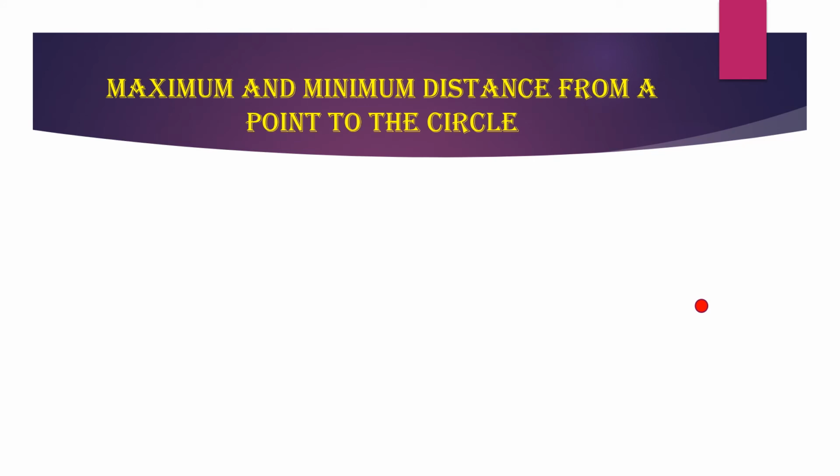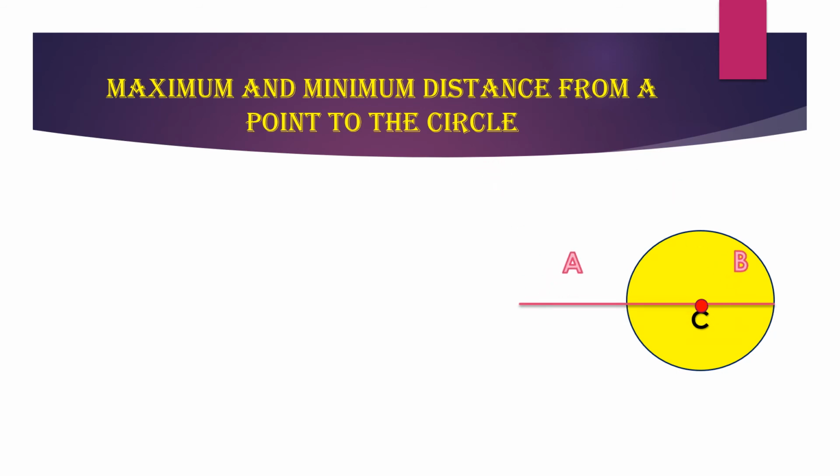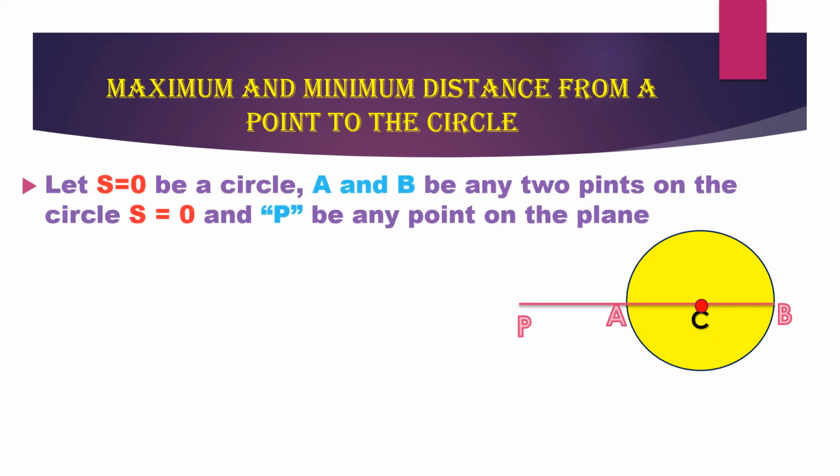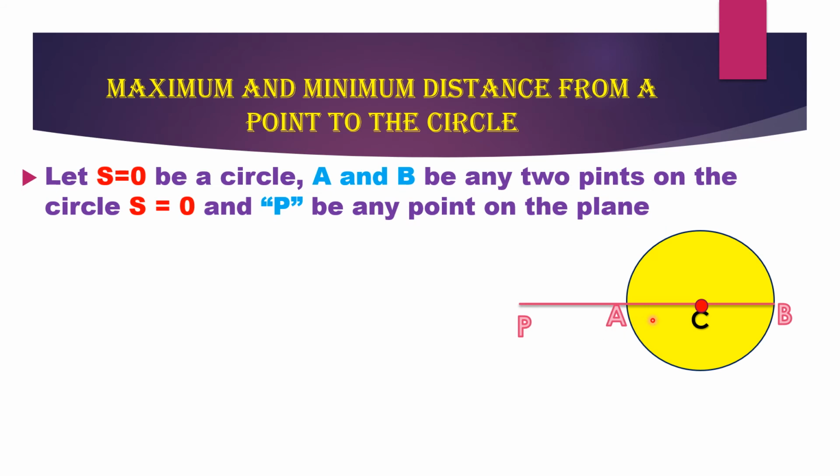Now we go to maximum and minimum distance from a point to the circle. First of all, we observe the diagram. Here, this is one circle. C is the center, and A and B are any 2 points on the circle, and P is any point on the plane. Now I am telling about maximum distance from the point to the circle.